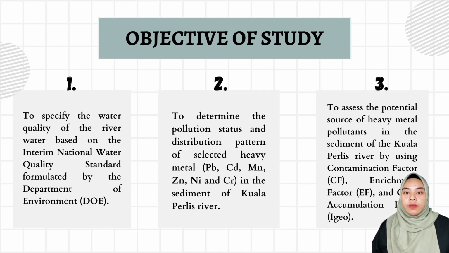Objective of the study: to specify the water quality of the river water based on the Interim National Water Quality Standard formulated by the Department of Environment. To determine the pollution status and distribution pattern of selected heavy metals such as lead, cadmium, manganese, zinc, nickel and chromium in the sediment of Kuala Perlis River. To assess the potential source of the heavy metal pollutants in the sediment of the Kuala Perlis River by using contamination factor, enrichment factor and geoaccumulation index.